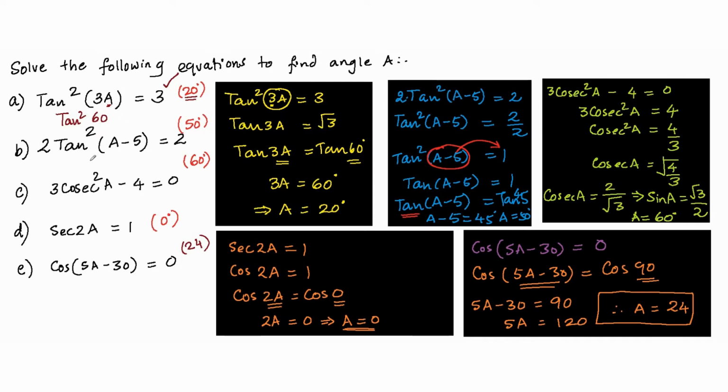Let me do the second one also for you. So I have 2 tan square of, the value of A is 50. So it becomes tan square of 50 minus 5. 50 minus 5 is 45 and tan 45 is 1. So this becomes 2 tan square of 45, which is 2, and that is also going to satisfy the given equation. So try doing it for the other values of A, and you will notice that our answers are absolutely correct because they satisfy the given conditions. So pausing for a couple of minutes.